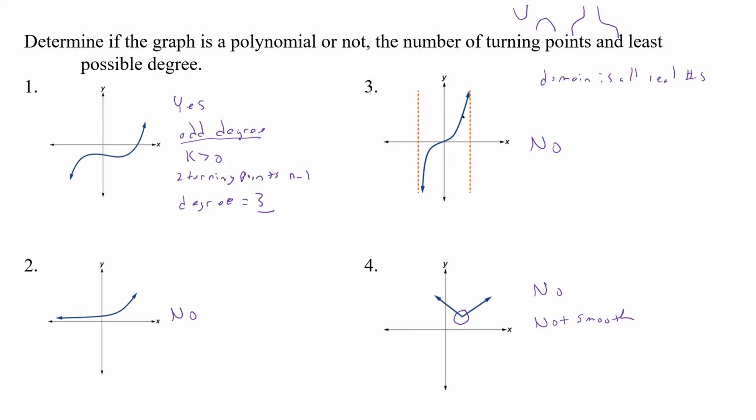This one's nice and smooth too, but it's limited where our x values are, so that makes it not one. But if it hadn't been limited, then that would be smooth as well. So we have to have that really key feature of being smooth to be a polynomial function.